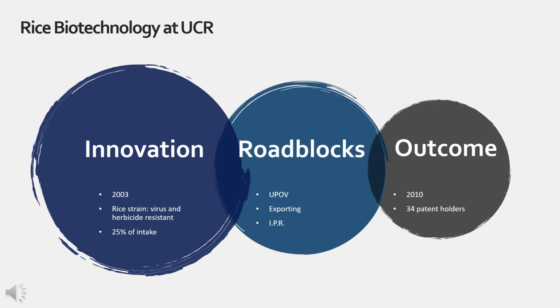Rice accounts for 25% of the daily caloric intake in Costa Rica. These researchers developed a rice strain that was both virus and herbicide resistant to help support the growing need for more rice. Prior to UPOV, patents were not permitted on biodiversity. Thus, the researchers did not believe there would be an issue at the national level.